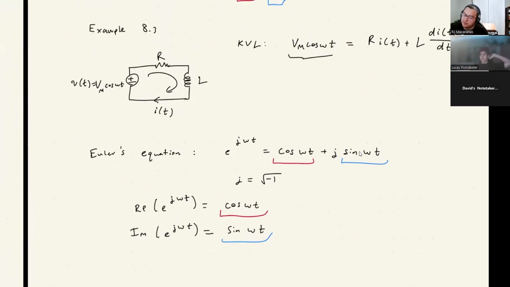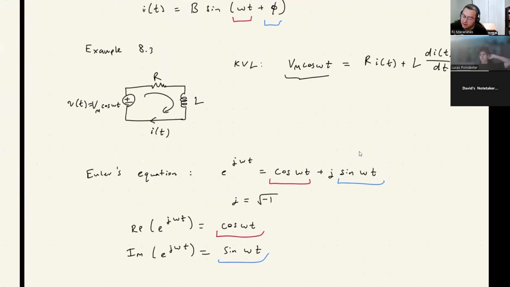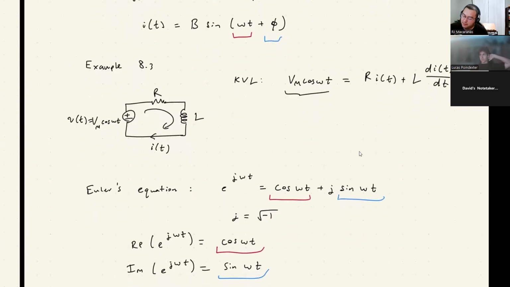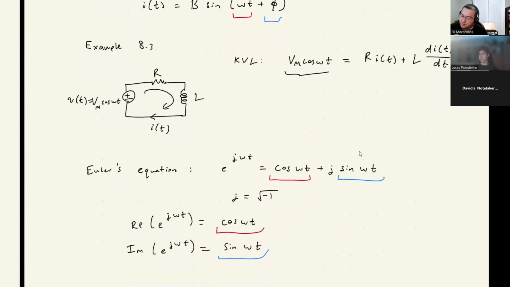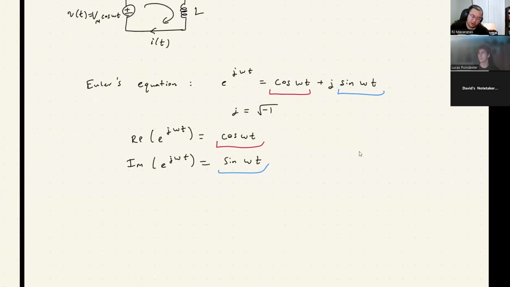And it turns out that by using Euler's equation, we can greatly simplify differential equations just by nature of having these derivatives out here. It makes the analysis a lot simpler, and we'll get into what that looks like here. But generally speaking, our approach is going to be the following.